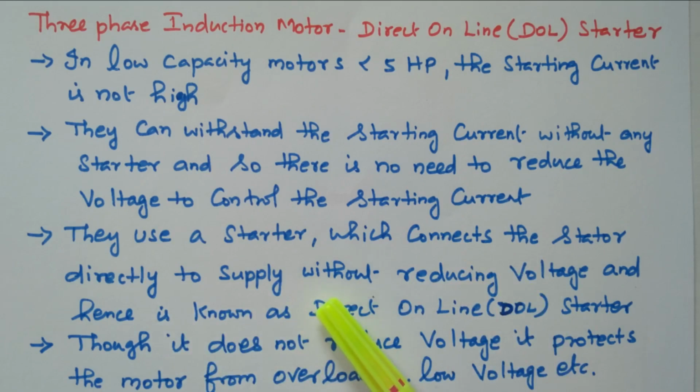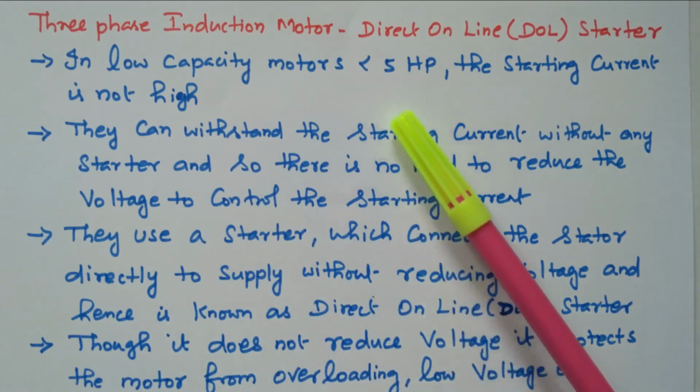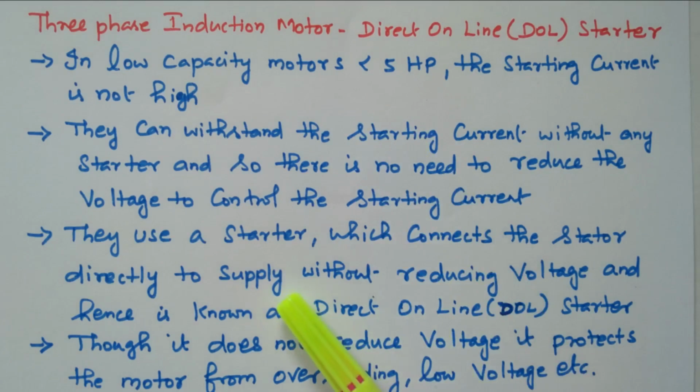In this type, the supply is directly connected. No need to reduce the voltage. Our aim is to reduce the current, and we would need to reduce the voltage for that, but it's not needed here. Without reducing the voltage, hence it is called a direct online starter. Due to this low capacity motor, the supply is directly given to the motor without any reduction, so it is called a direct online starter.